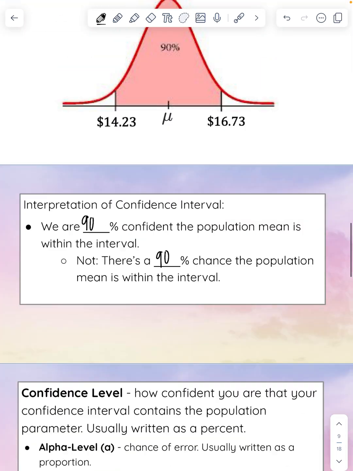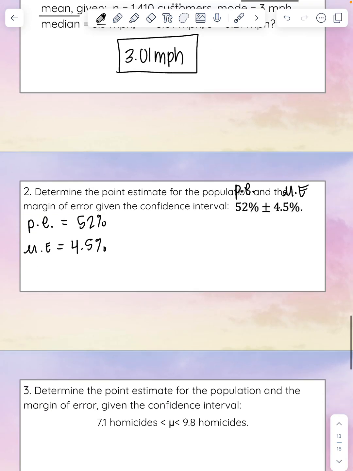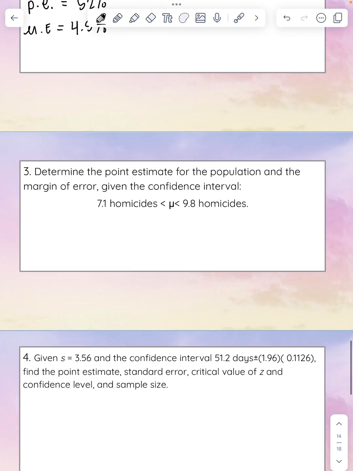Because again, I'm going to go back to this picture. If here is your lower bound value and your upper bound value, well, to find the middle, you're going to add those 2 values together and divide by 2. So 7.1 plus 9.8 divided by 2.